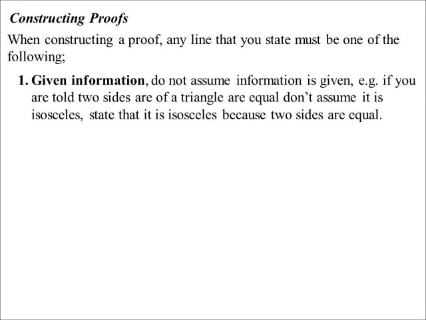And here's a classic one. Sometimes you're told two sides of a triangle are equal. And so people will say, oh, well, therefore these angles are equal because they're base angles in an isosceles triangle. Well, hang on. You haven't been told it's an isosceles triangle. All you've been told is two sides of the triangle are equal. Technically, you need to prove it's isosceles before you can use the features of an isosceles triangle. Okay?